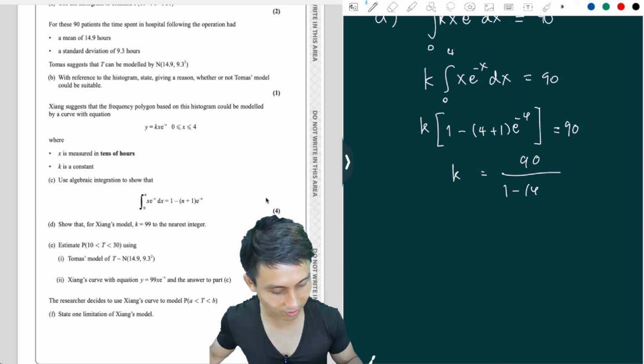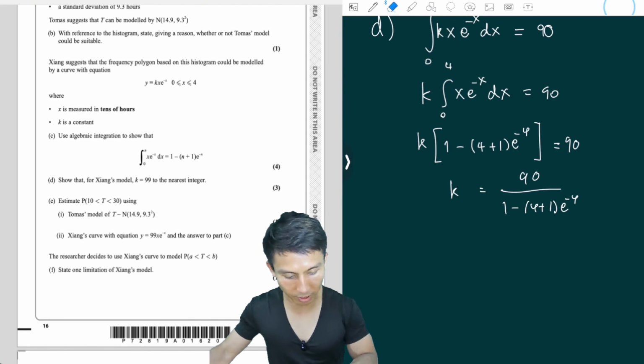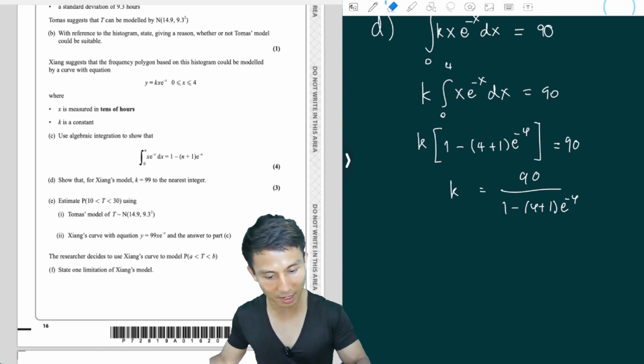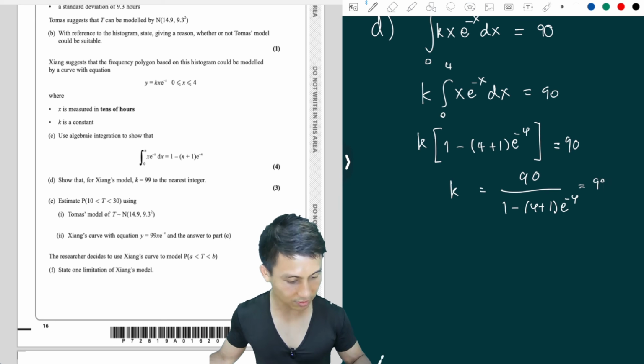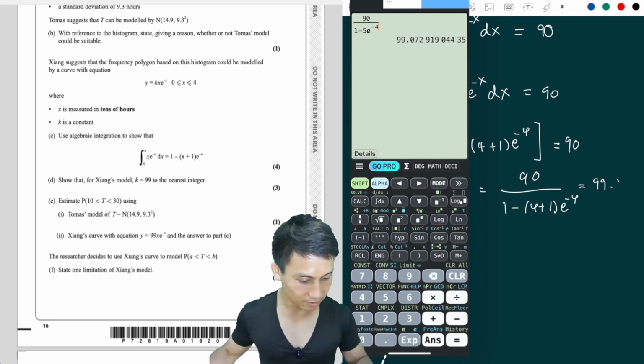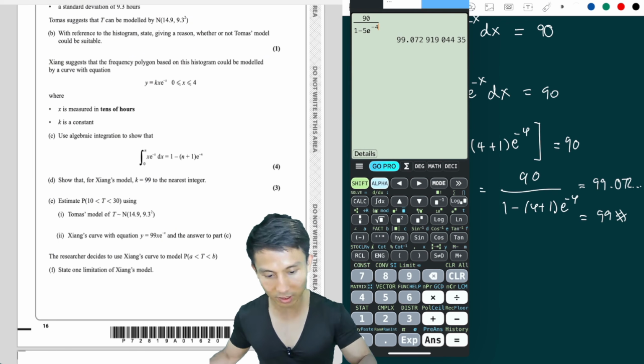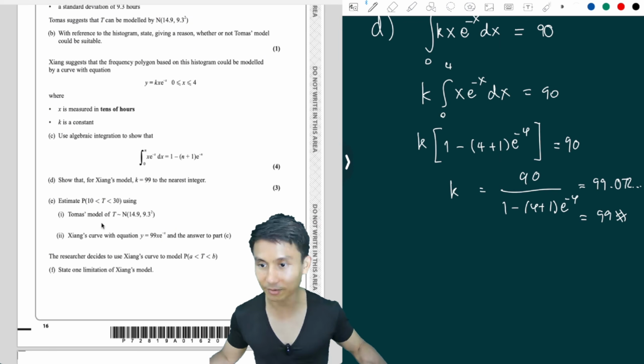We're going to use a calculator to see if we get close to 99. So let's bring my calculator to calculate that. That's 90 over 1 minus (4 plus 1 is 5) e to the minus 4. Okay, that's 99.072 and so on. I'm going to put that as 99. So that's done for part D.